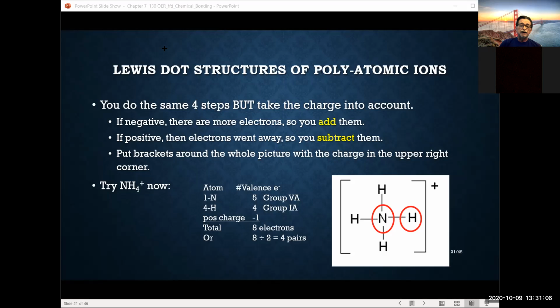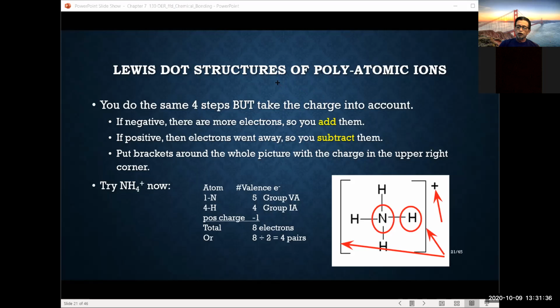And because it is a polyatomic ion, we add the bracket around the whole molecule, both sides. And then we add the charge for that polyatomic ion on the outside of the bracket, top right corner. So that is the proper way to write the structure for the polyatomic ion.